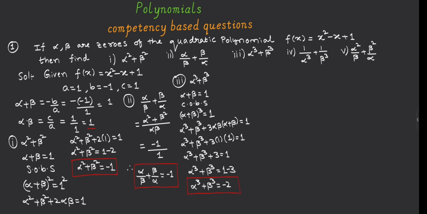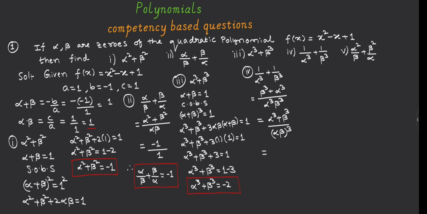Now the fourth problem. In the fourth problem we have to find 1 by alpha cube plus 1 by beta cube. Now the LCM is alpha cube into beta cube. Here alpha cube we already have, so it will be beta cube. Here beta cube we already have, so alpha cube should be multiplied. So now finally we got alpha cube plus beta cube by alpha beta whole cube.